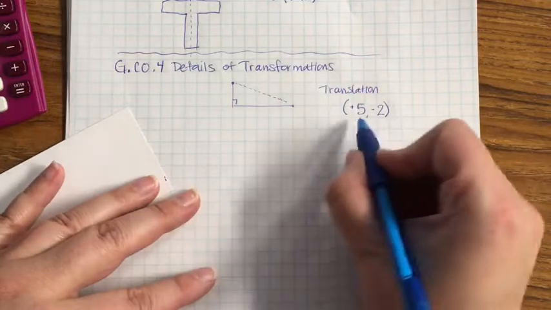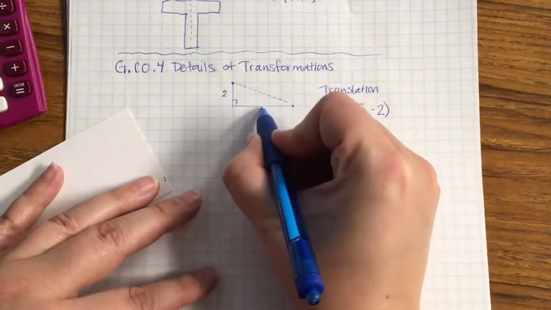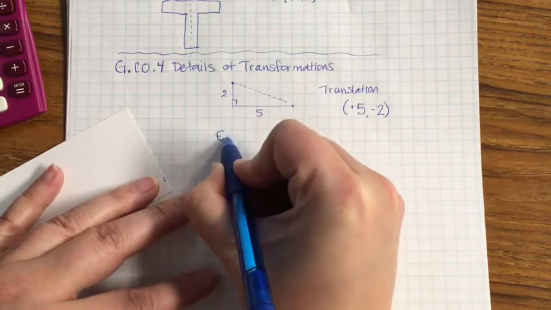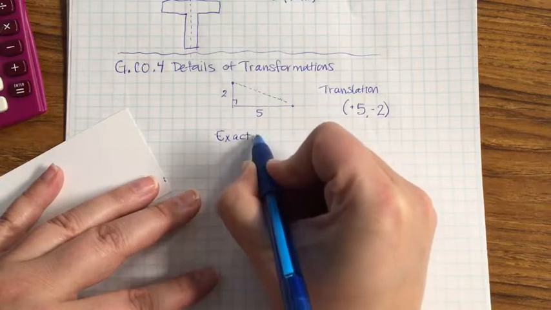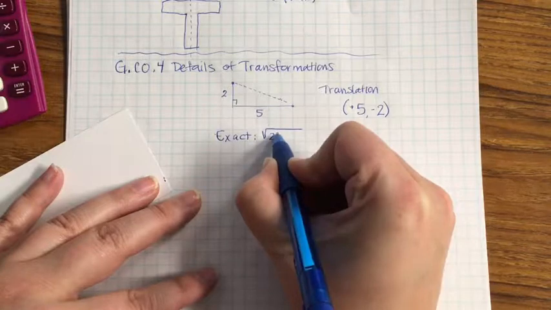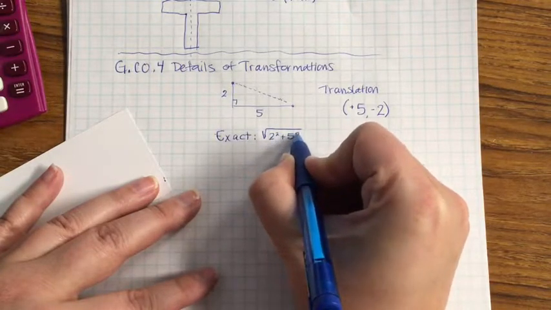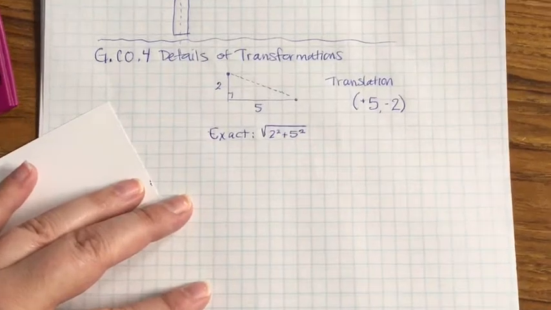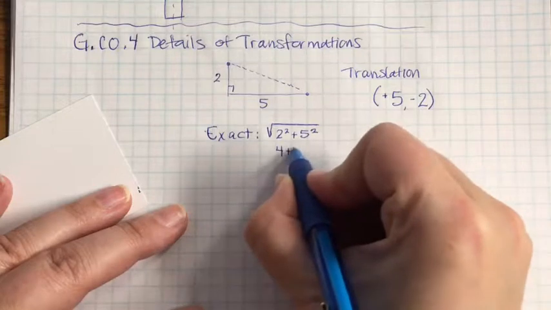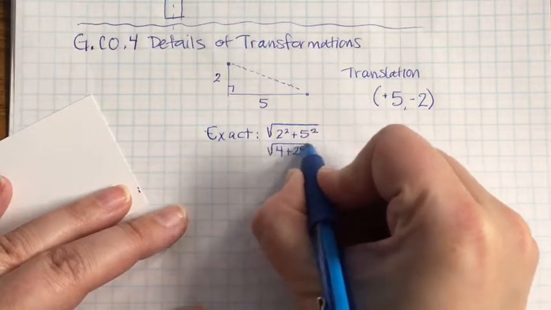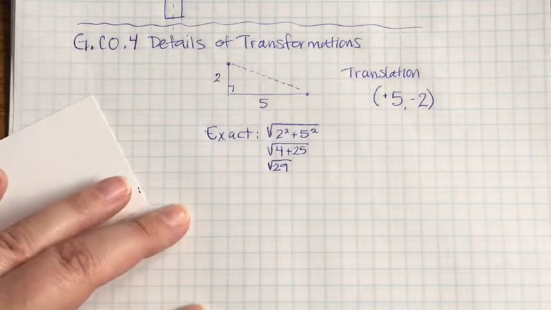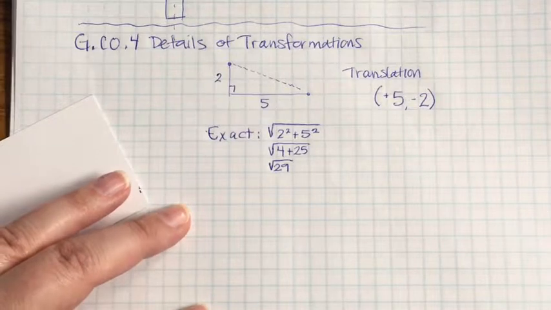Good, Pythagorean theorem. So we would use the 2, and we would use the 5, and we would use the Pythagorean theorem. So to get an exact answer, which Alex will ask you for, I would do the square root of 2 squared plus 5 squared. So what is 2 squared? 4. What is 5 squared? So the exact answer would be the square root of 29. It'll say no decimal approximation, so you just leave it like square root of 29. That's it.